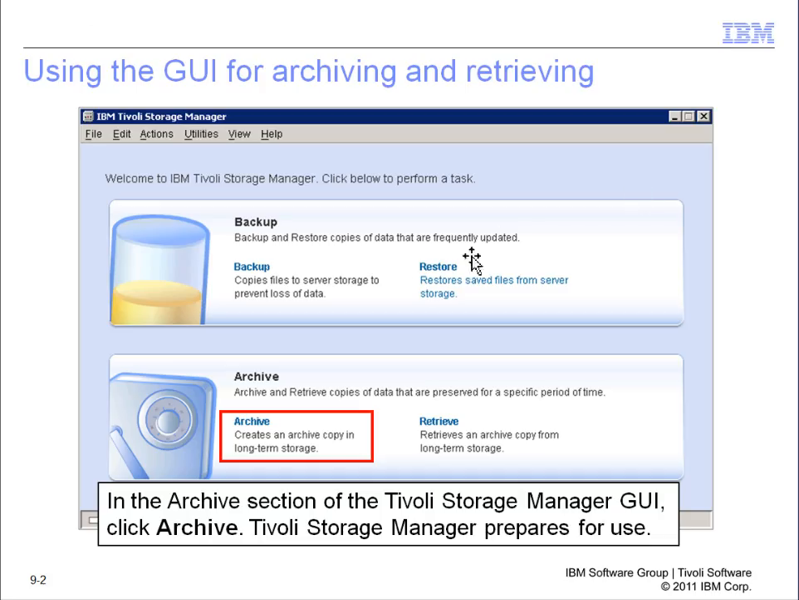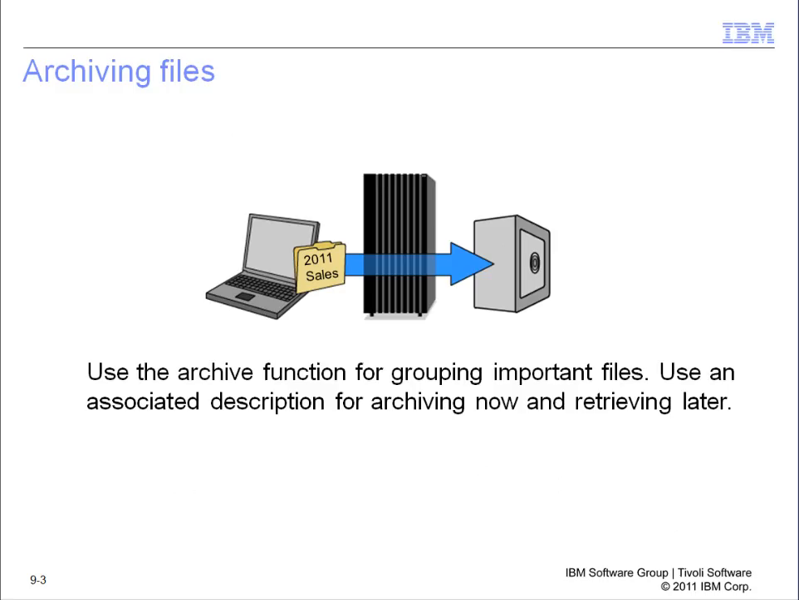To access your archive page, click the Archive section in your Backup Archive GUI. You can archive multiple files or directories. You're going to group them together and provide a meaningful description of what's in your archive. You don't have to provide a description. If you don't, TSM is going to provide one for you, basically a date.